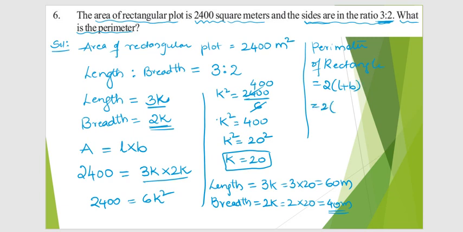Already we know the value of L. Length is 60 plus breadth is 40. What is the value of 60 plus 40? It is 100. So 2 into 100 is 200. What are the units of perimeter? Perimeter units are nothing but the units that are given. So here it is 200 meters, right? So likewise we can solve any problem related to areas as well as perimeters of squares and rectangles.